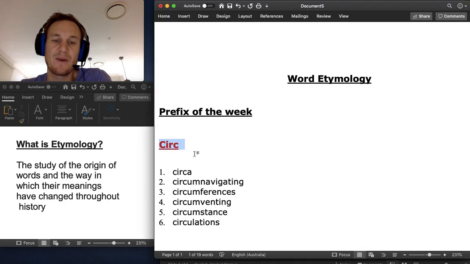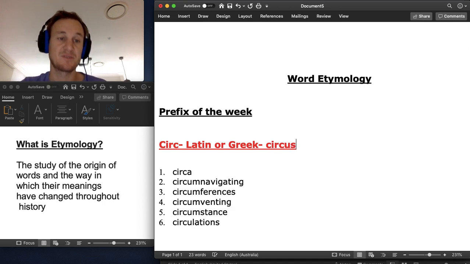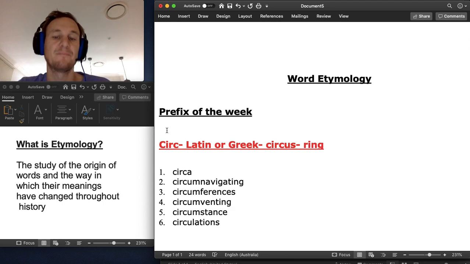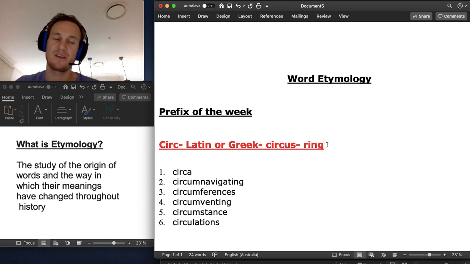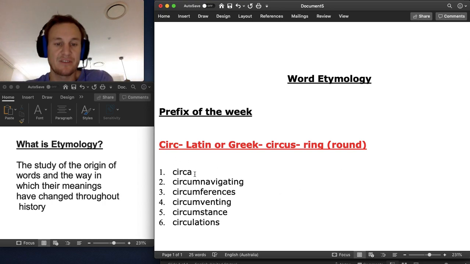So when I go back here, I can write that circ comes from Latin, from circus, which basically means a ring, like a ring-shaped something. Okay, that might help us when we go through. That then transforms into the idea that it's round. Everything that we're looking at today will pretty much relate to the idea of a round shape, or round in general. So let's look at the first one, circa.